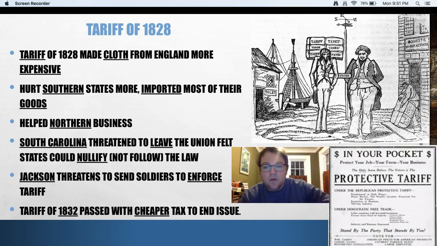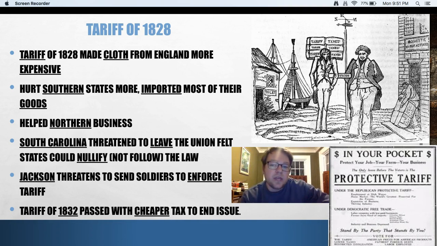Jackson himself probably was not a fan of the tariff. He was a farmer. He was against big business interests, so to speak. However, in his job as the enforcer, he took that very seriously and created what was called the Force Bill to force South Carolina and other states to comply. Basically, what the Force Bill said is it gave him the right to send troops into these states to make sure they were paying their tariff.